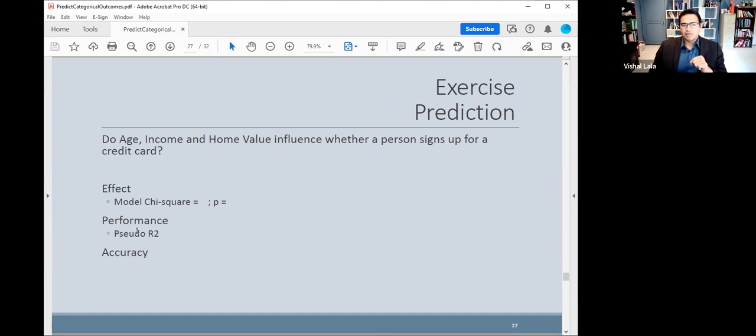We're going to examine the role of age, income, and home value on somebody's likelihood of signing up for a credit card. So to get started, let's run the model. We're going to go over to SPSS and load up our model.